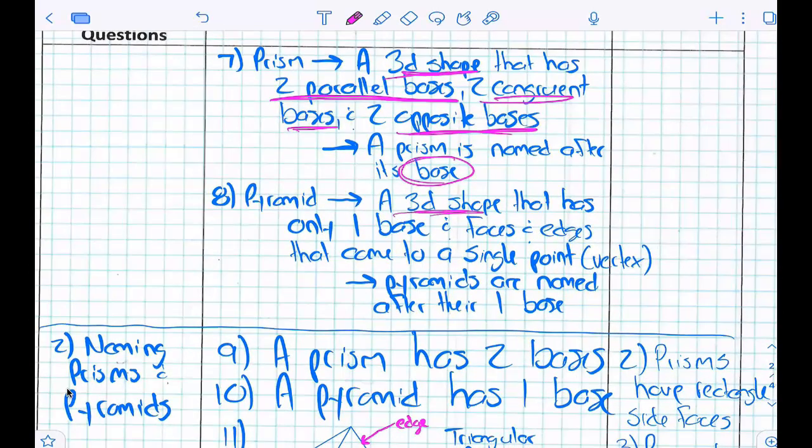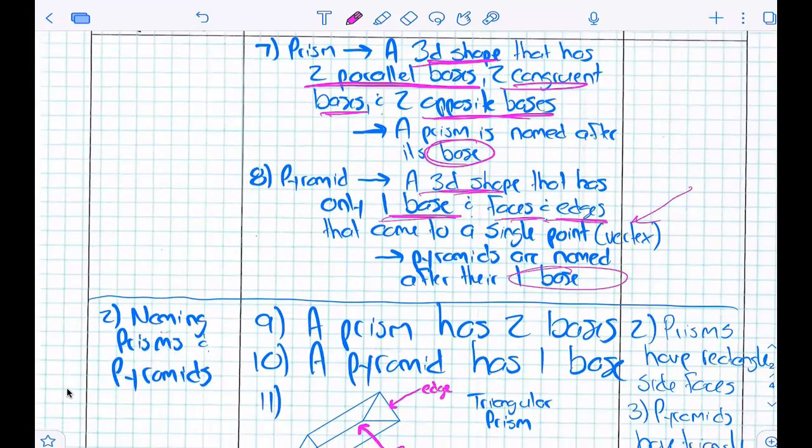Pyramid is similar, but not really. It's a 3D shape. How many bases does a pyramid have? 1. And all of the faces and edges of a pyramid come to a single point called a vertex. Pyramids are also named after their one base, right?